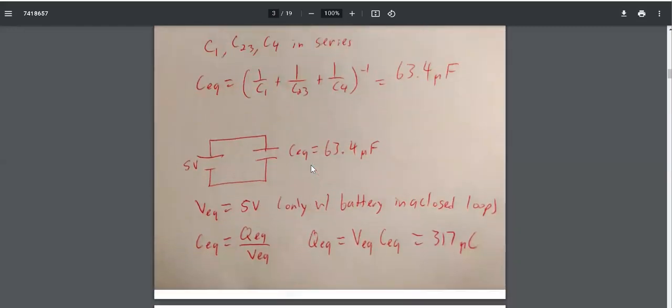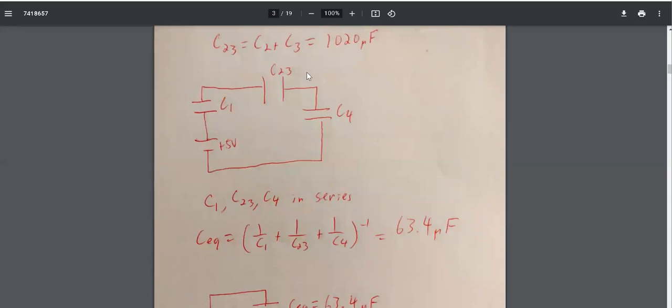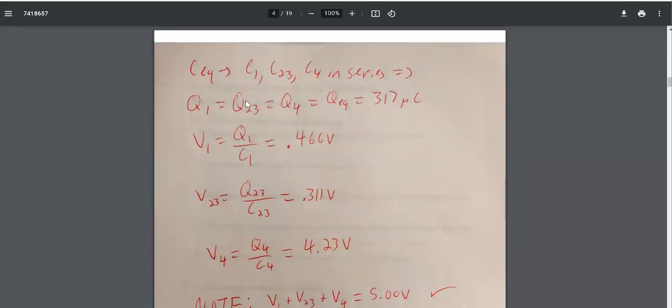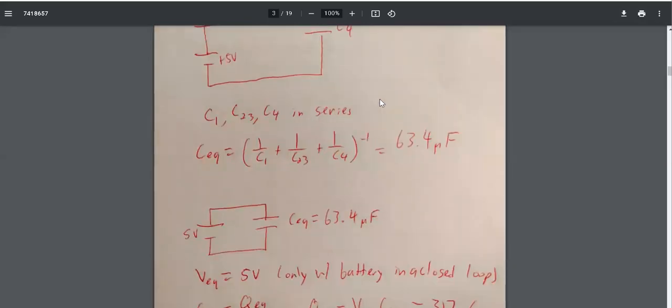So this equivalent capacitance was found from all of these capacitors, which are in series. Now, since they're in series, that means they all have the same charge and they have the same charge as the equivalent capacitance. So we can instantly find the charge across all of these. It's the same as the one that we found above. And then I can find the voltage for each one, again, using the definition of the capacitance. Capacitance is charge over voltage. The voltage is charge over capacitance. So these all will have different voltages, but the same charge. Okay, now we're almost done.